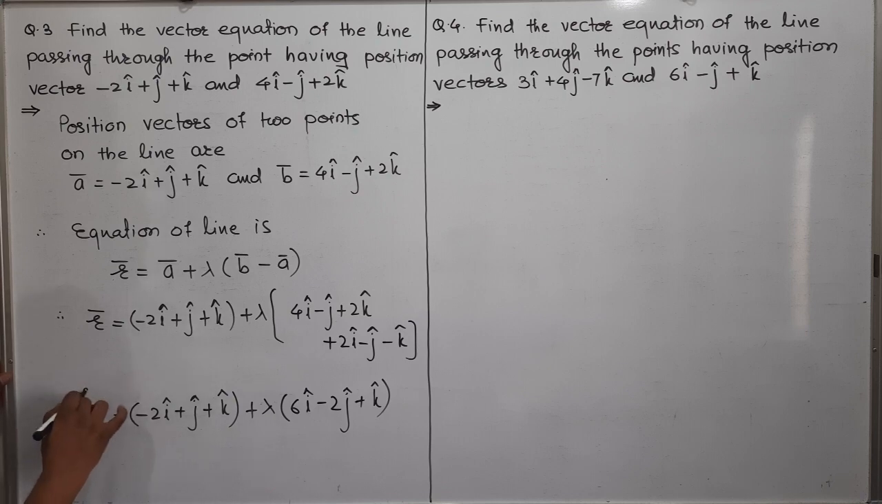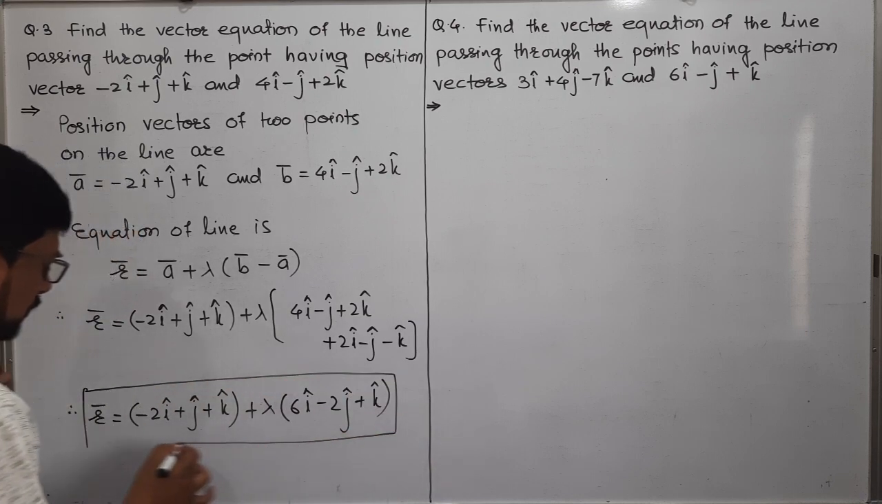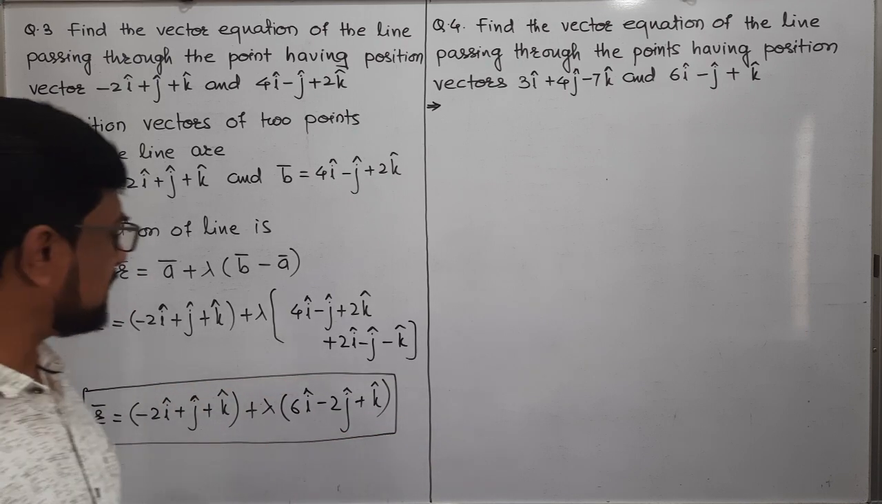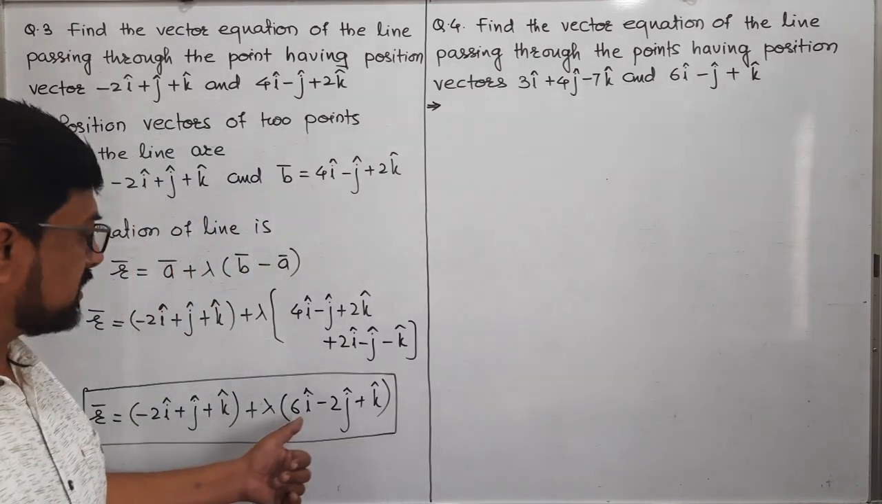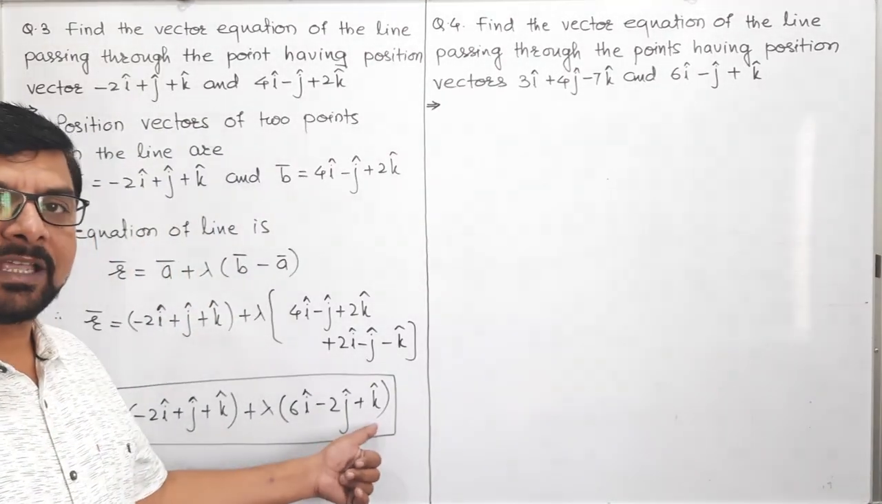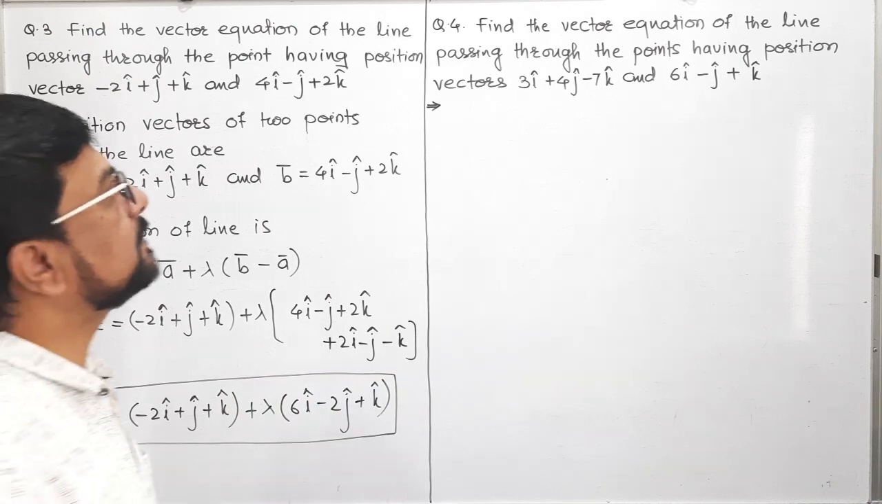Means r vector is equal to minus 2i plus j plus k plus lambda into 6i minus 2j plus k is the required equation of line.